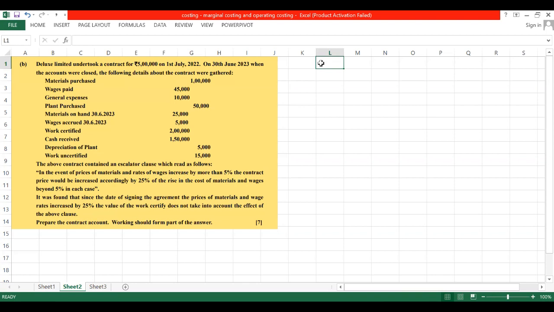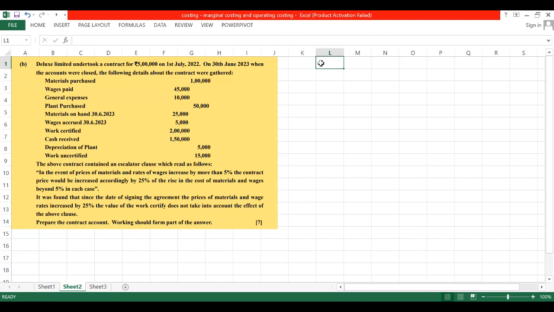So when there is suddenly an increase in your material cost, how will you be able to cover that increase? You will end up in a loss, because the price is fixed as on today and there is a sudden shoot up in the material cost. So in order to cover this, most contracts will have an escalation clause.